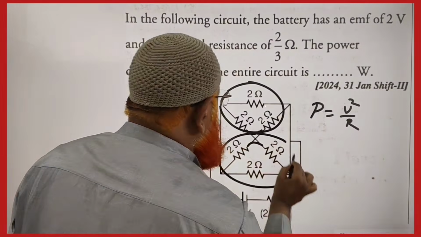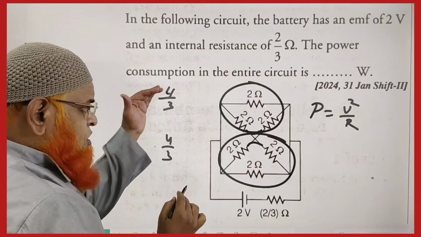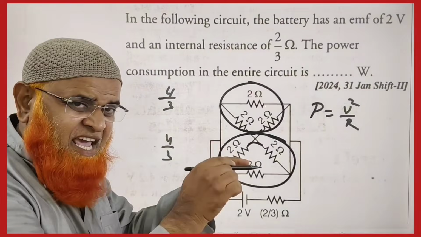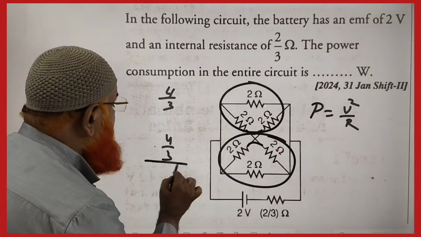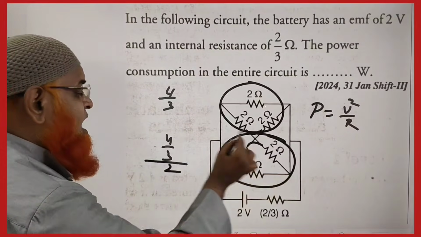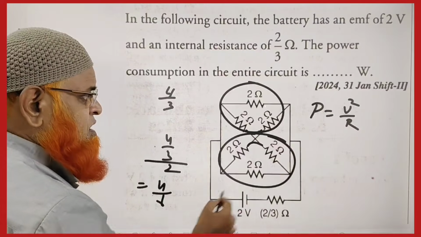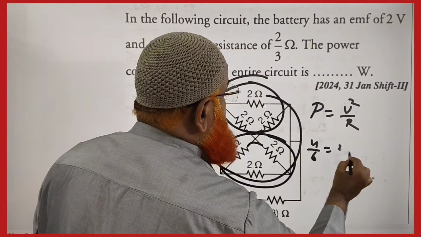And the lower part is also following the same pattern, so that is also 4 by 3. Now 4 by 3 and 4 by 3 are parallel. When two resistors are the same and they are parallel, the answer will be half of any one. So I am taking half of any one. Your answer is going to be 4 by 6, which can be taken as 2 by 3.